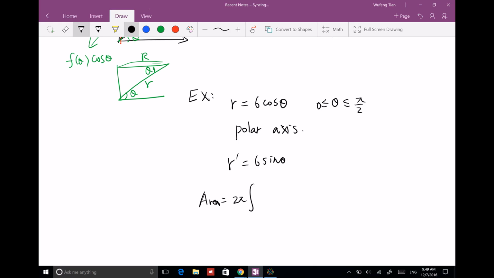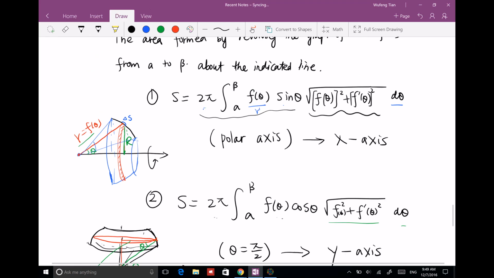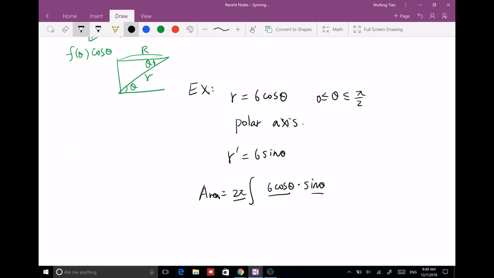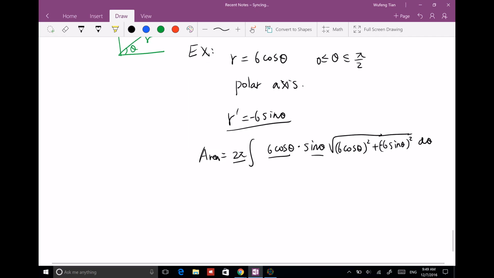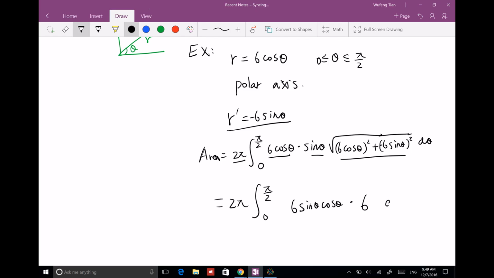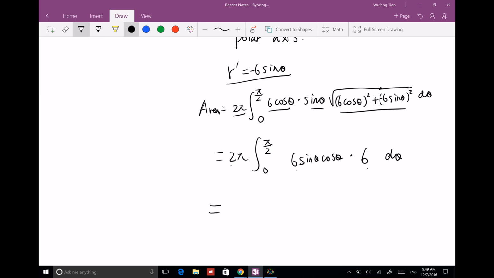equals 2 pi f, which is 6 cosine, times sine, because from the formula it's 2 pi f sine, and the square root of r squared, 6 cosine theta squared, plus the derivative squared, so 6 sine theta squared. There's a negative here, but when it's squared, it doesn't change anything. Then the area is 2 pi times the integral from 0 to pi over 2 of 6 sine theta cosine theta, multiplied by this 36, take a square root, that's another 6, d theta. So we have 36 times 2 pi, which is 72 pi, from 0 to pi over 2 of sine theta cosine theta d theta.